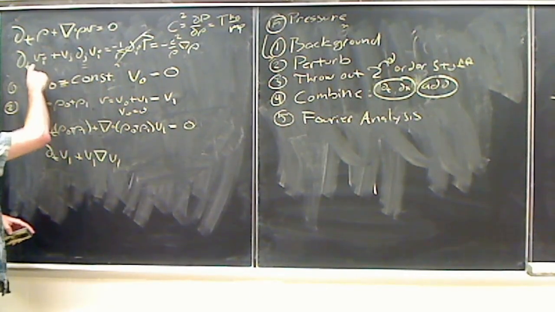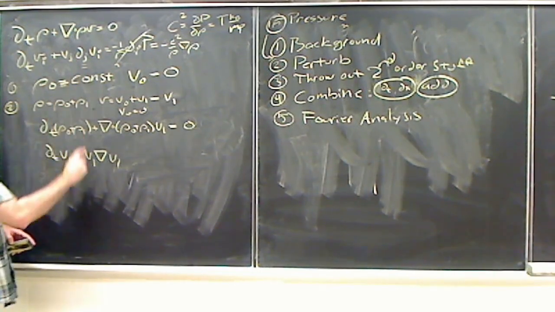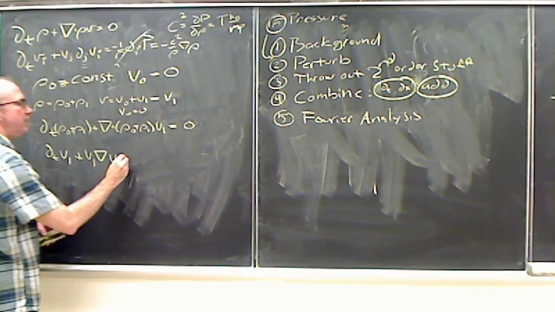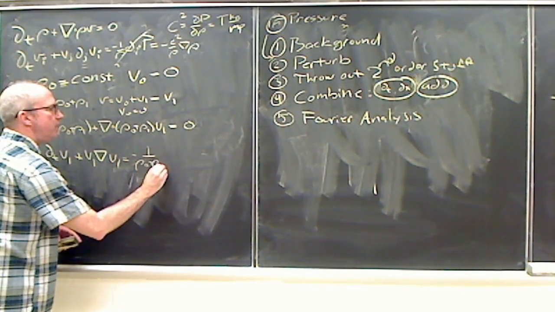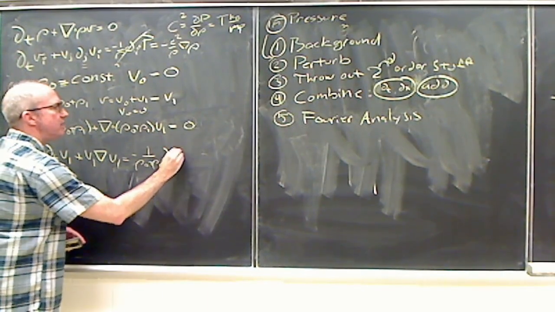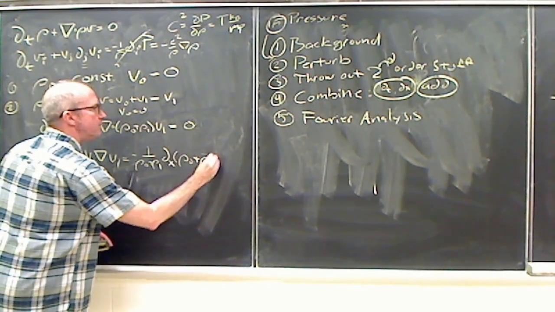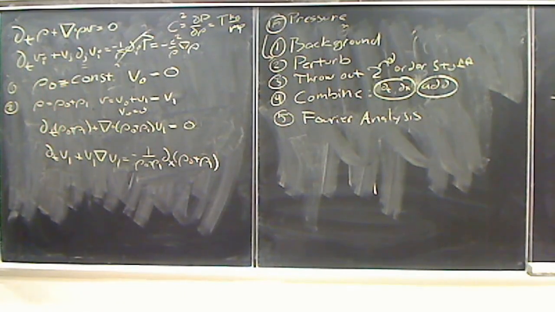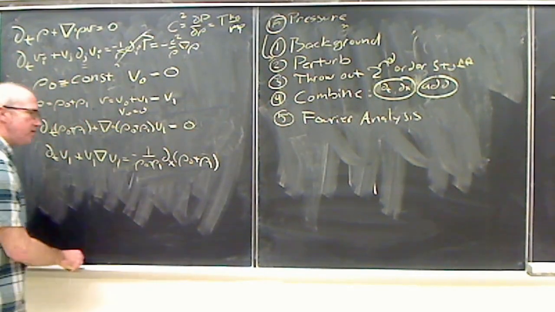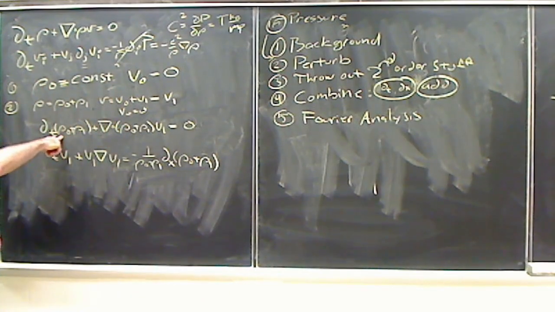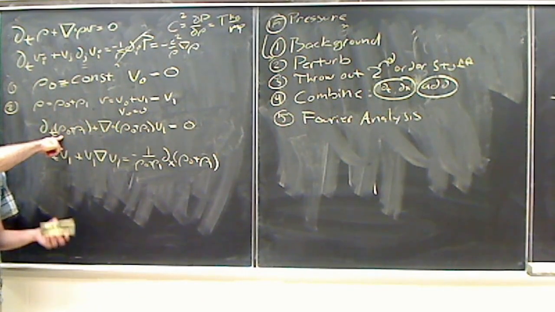So I've got this term becomes d by dt of v1. This one is v1 grad v1. And then I'm left with minus 1 over rho naught plus rho 1 times d by dx of rho naught plus rho 1. Okay. Does anybody have any questions about what I've done so far? We all right? Now let's throw things out. So this is step 2: throw out the second order stuff. So let's cross out stuff we know. What's d rho naught dt? 0.